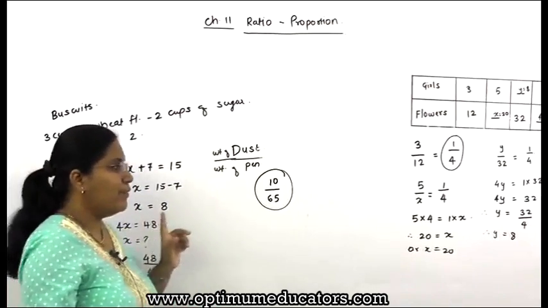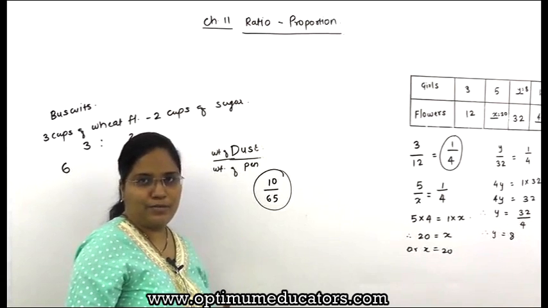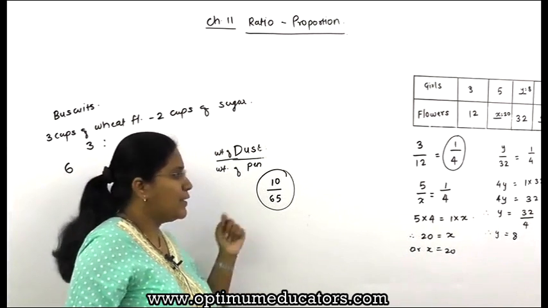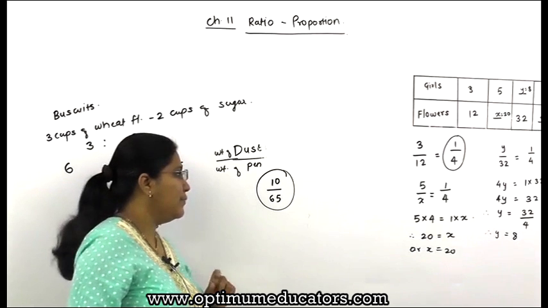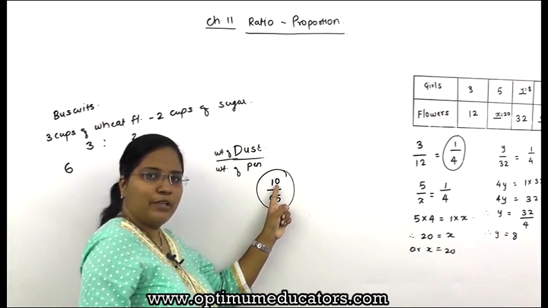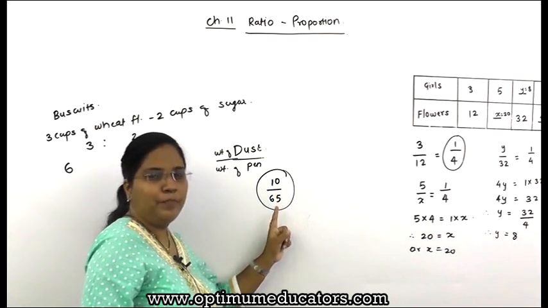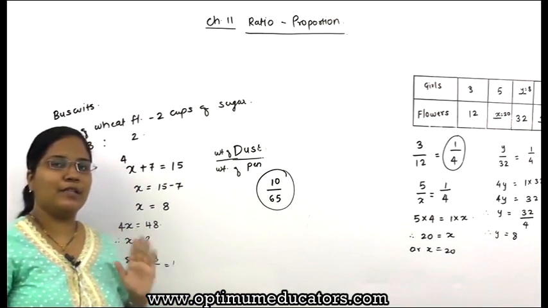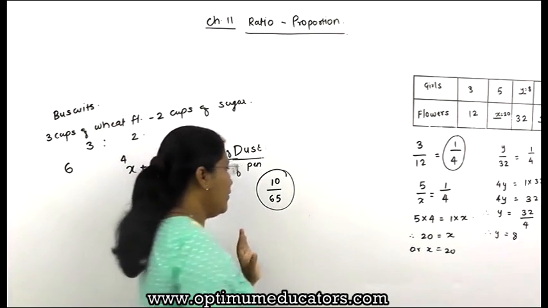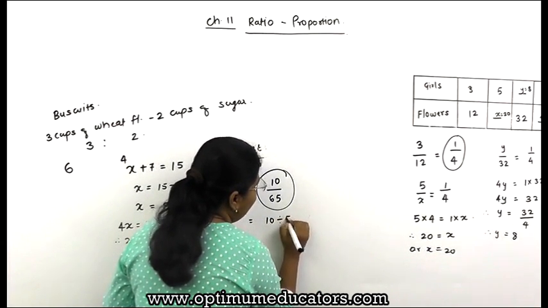Yes. We have studied the tests for divisibility, if you remember. Now let us apply the divisibility test here. 10 upon 65. At the unit place I have 0 here, and at the unit place I have 5 here. So it is clear that both the numbers are divisible by 5. So let us divide each number by 5.